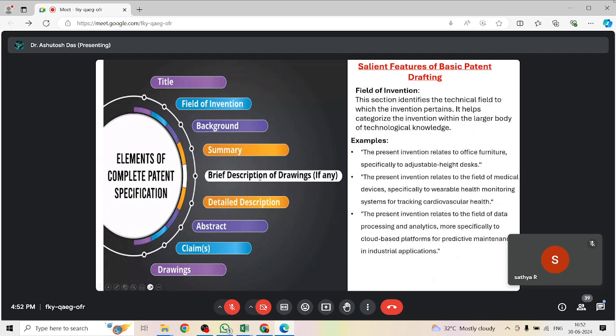Next part is field of invention. This section identifies the technical field to which the invention pertains. Because I identify based on that, it helps to categorize the invention in the larger body of technical knowledge.